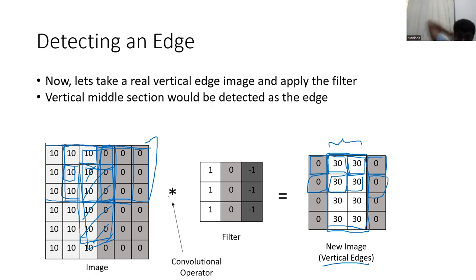Get my point? Because the size is reduced, you get values for these locations, the topmost and bottommost values, but for these pixels you have got the vertical edge image, which is a bright colored image. What we did was apply this filter, this convolution, to the original image, and then we got this vertical edges image. Any questions? If you have any, you can ask.